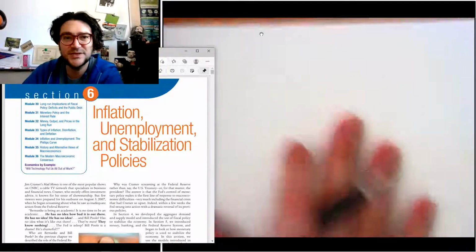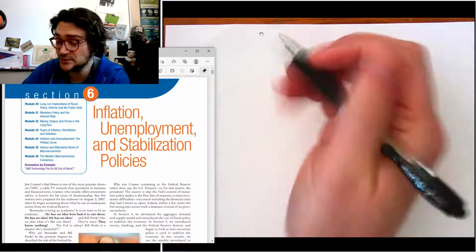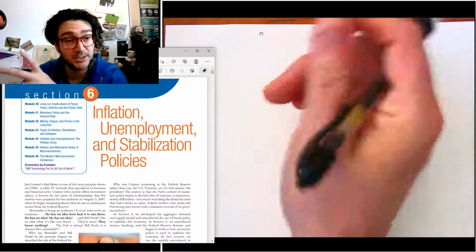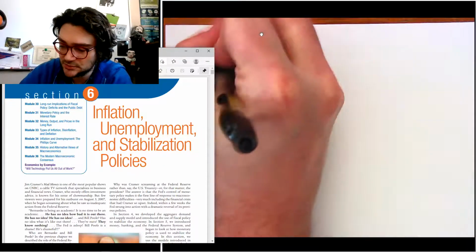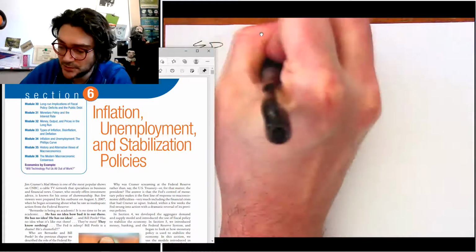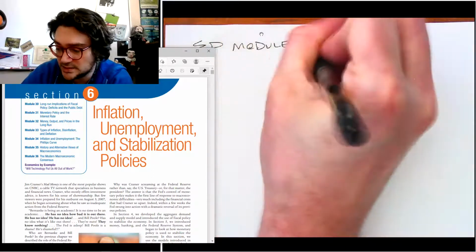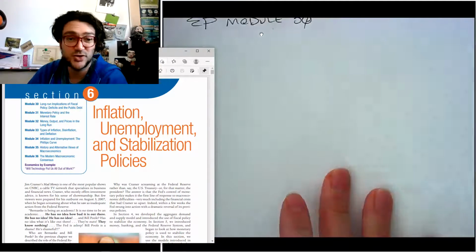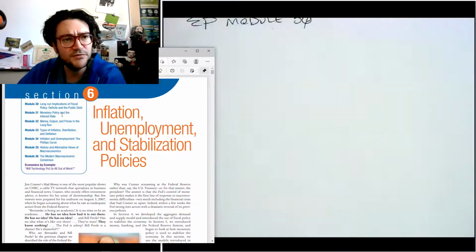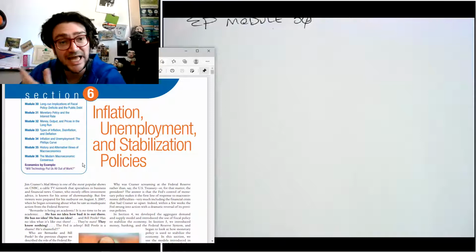Well, hi there. So in this video, we're going to be taking a look at the very first of this kind of units modules. So this is extra practice module 30, and it really is very similar to this unit in that we're going to try to basically put it all together. So the first module is long run implications of fiscal policy, deficits, and the debt.